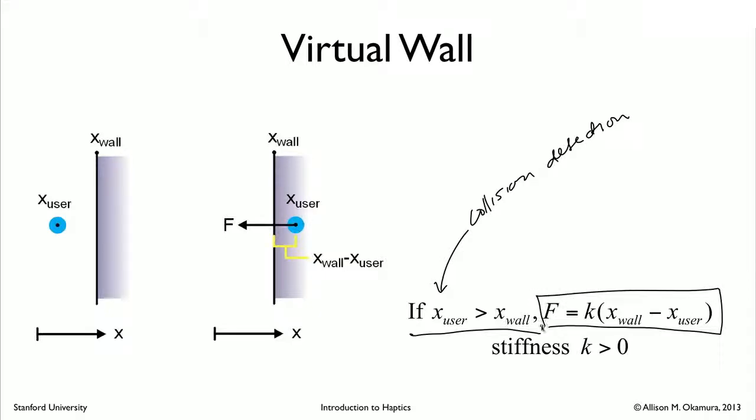F equals k times x wall minus x user. And the sign convention here is such that the force will be pushing in the negative direction to push the user out of this wall where the wall is on the right-hand side of your screen. And of course, just like in the example with the virtual spring, the stiffness is assumed k is greater than 0.